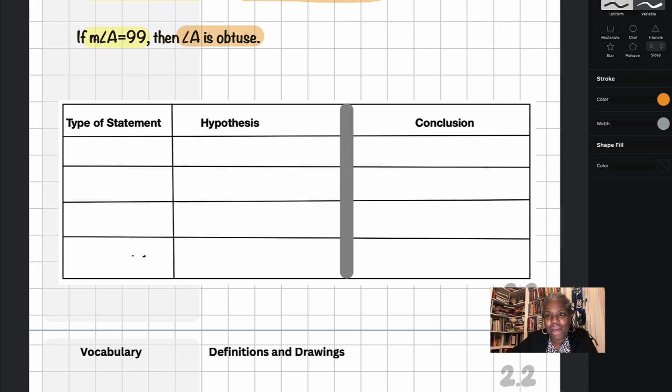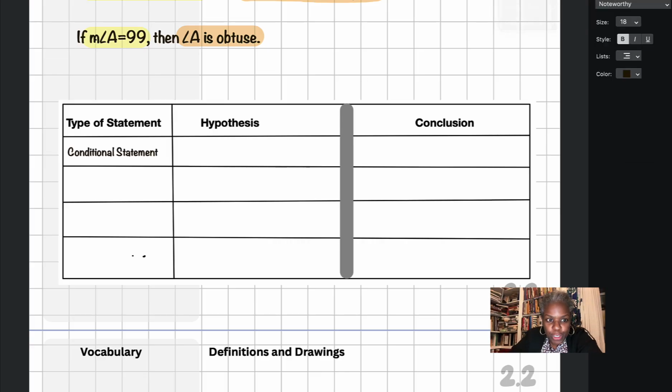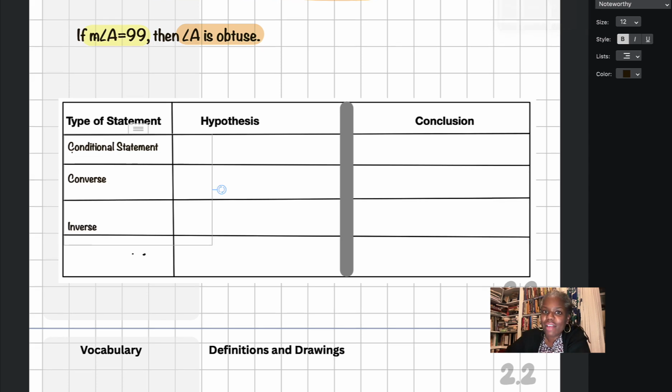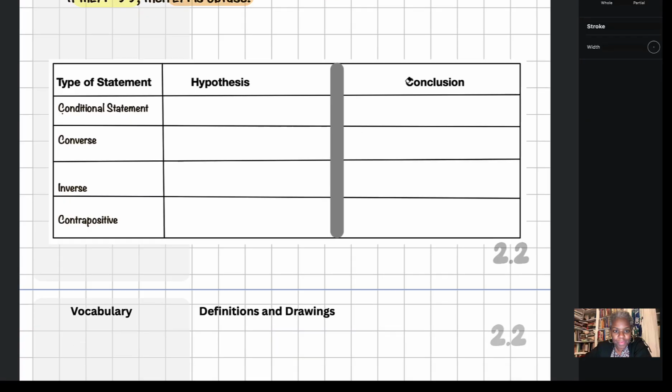So let's go ahead and talk about the different kinds of statements we could have. Fill in this chart with me, please. So the first thing I want you to put in the chart is the word conditional statement, because the first statement we're going to deal with is a conditional statement. But then we're going to deal with different versions of that statement. The next word I want you to put is the converse. After that, we have something called the inverse. So please write that down. And finally, we've got this concept called the contrapositive. So we can start off with a conditional statement, and then we'll have its converse, its inverse, and contrapositive.